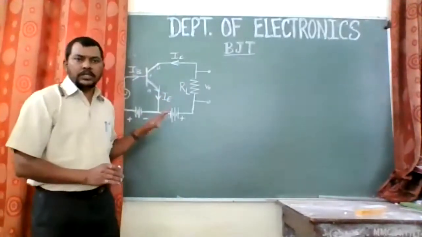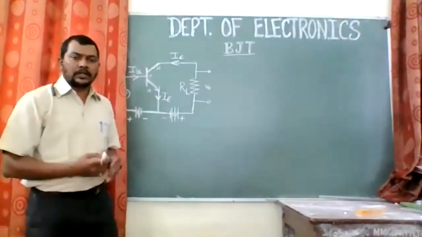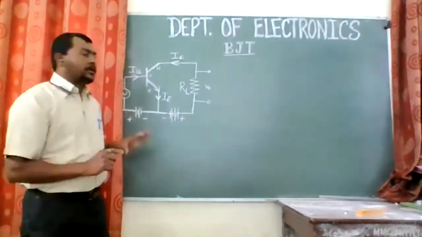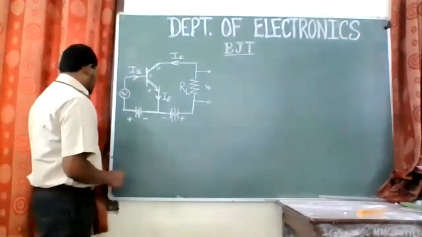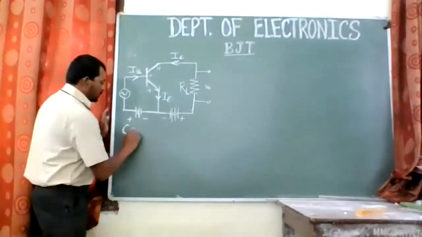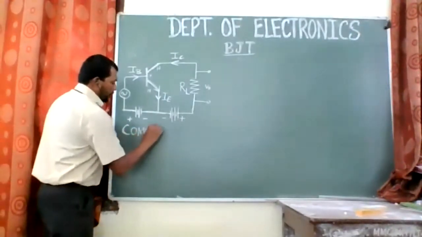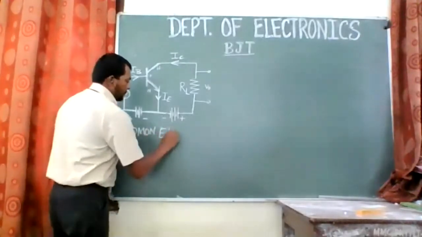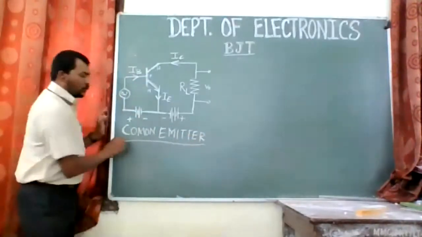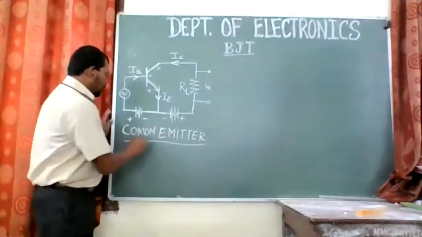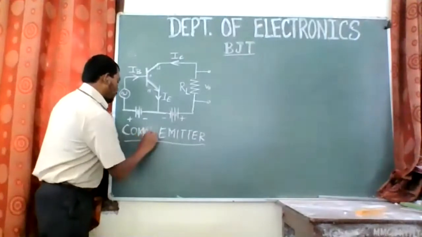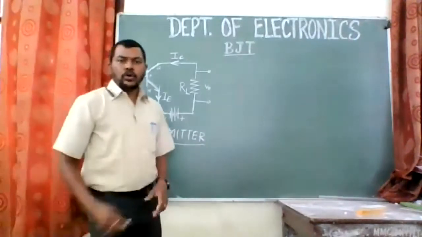Now, how is the circuit going to amplify? We will study that in the coming classes. Today we are going to study the characteristics of this common emitter amplifier configuration. So this is the configuration of common emitter, and today we are going to study the different characteristics of the common emitter amplifier.